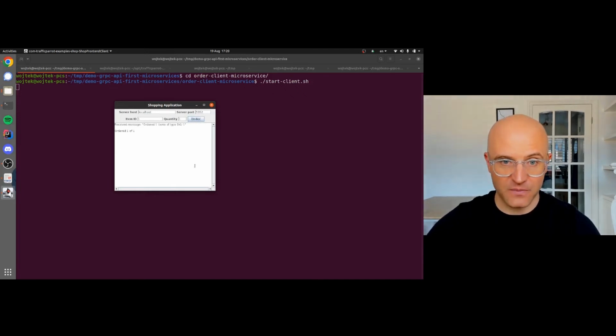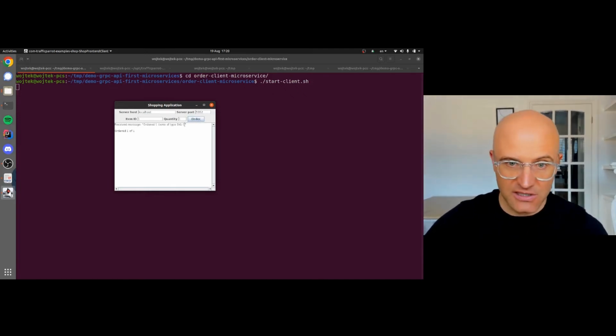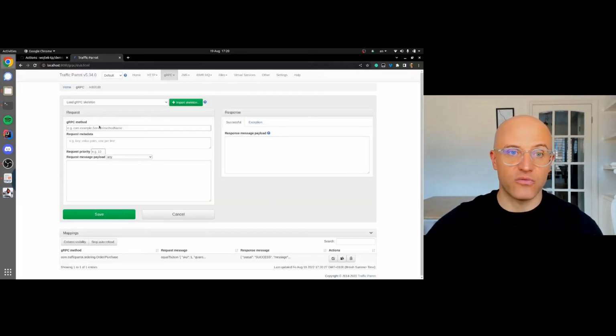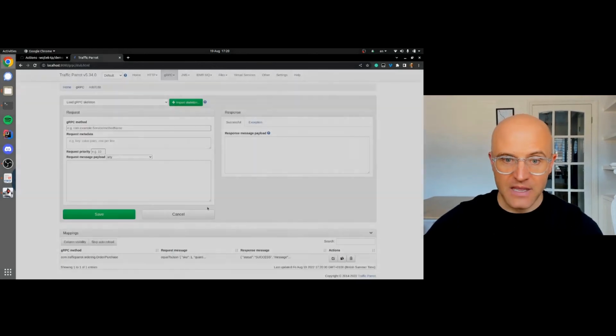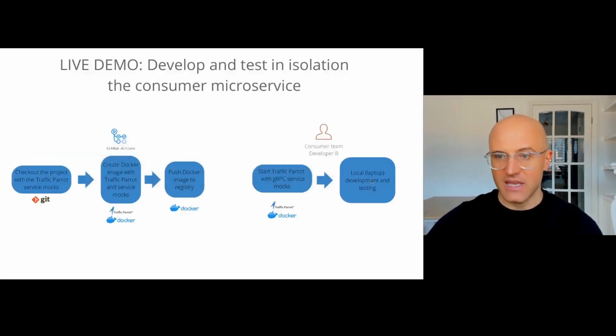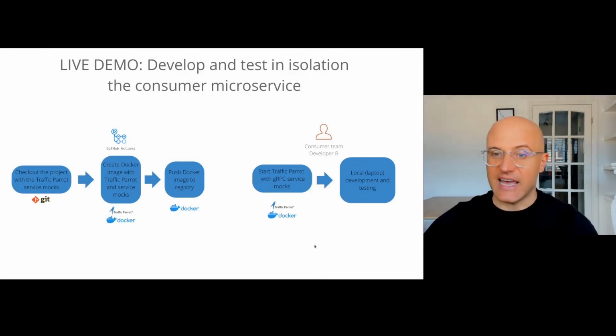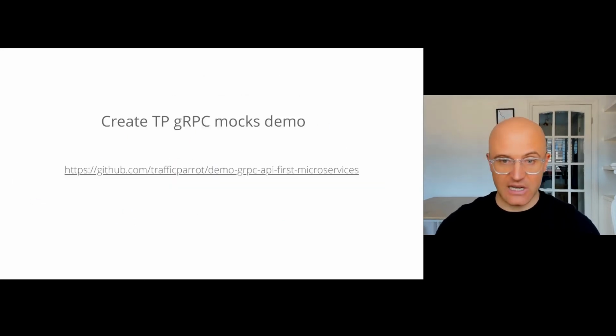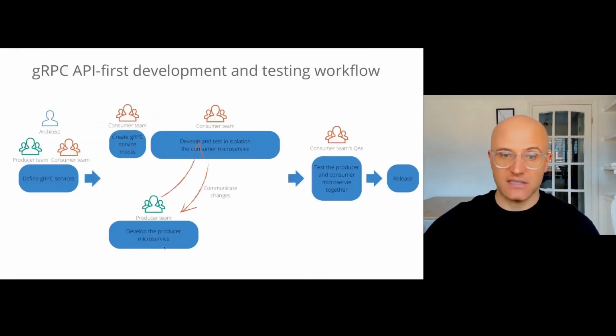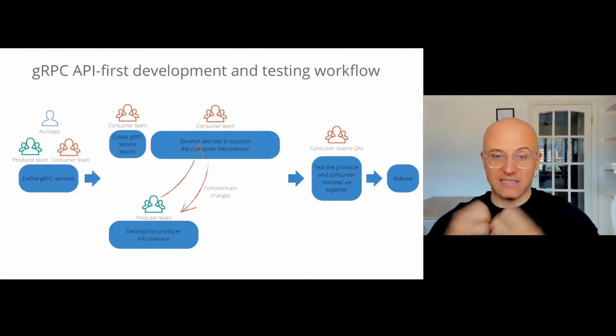Okay, so I'll press order, and there we go. We got the message that says ordered 1 items of type SKU1, which is what we've configured Traffic Parrot to do here. Okay, so what we've done now is we were able to test our development effort that I've done over the last 1 or 2 days, in isolation, because I've used the gRPC service mocks. And once the producer team finishes the producer microservice, we can test them together.